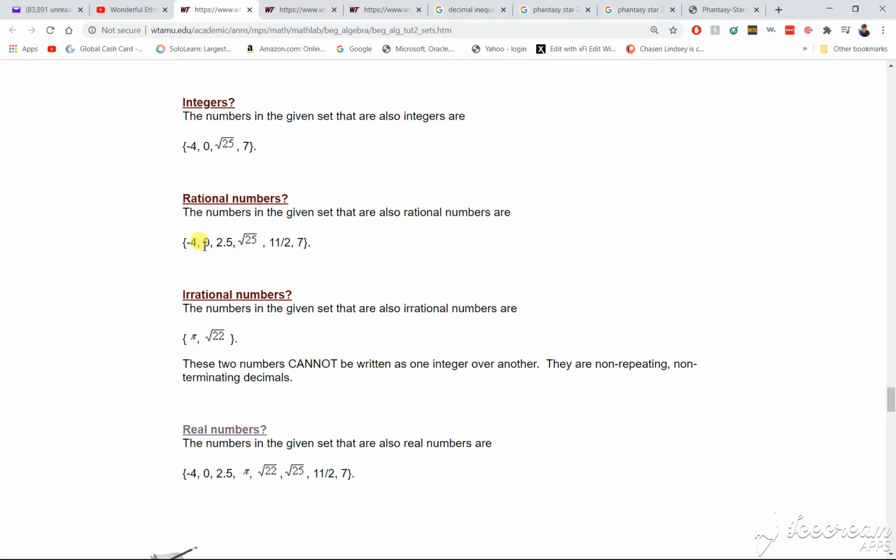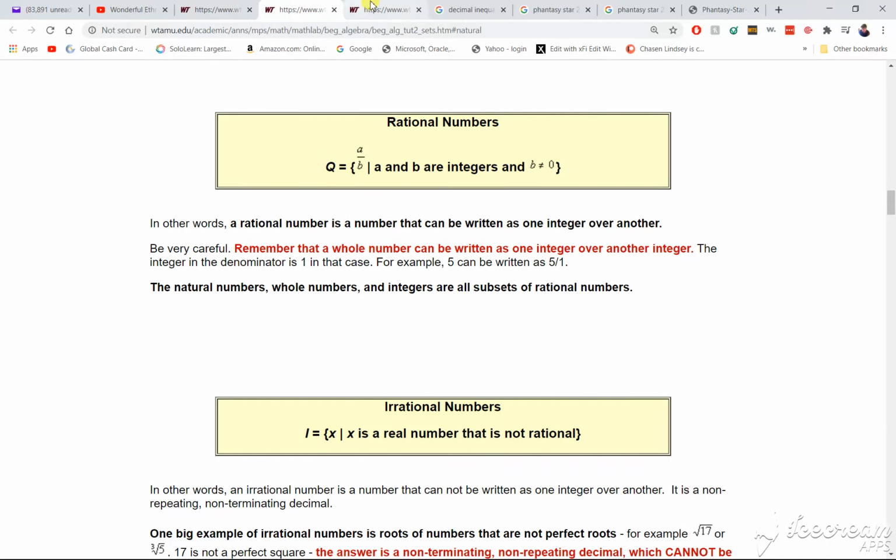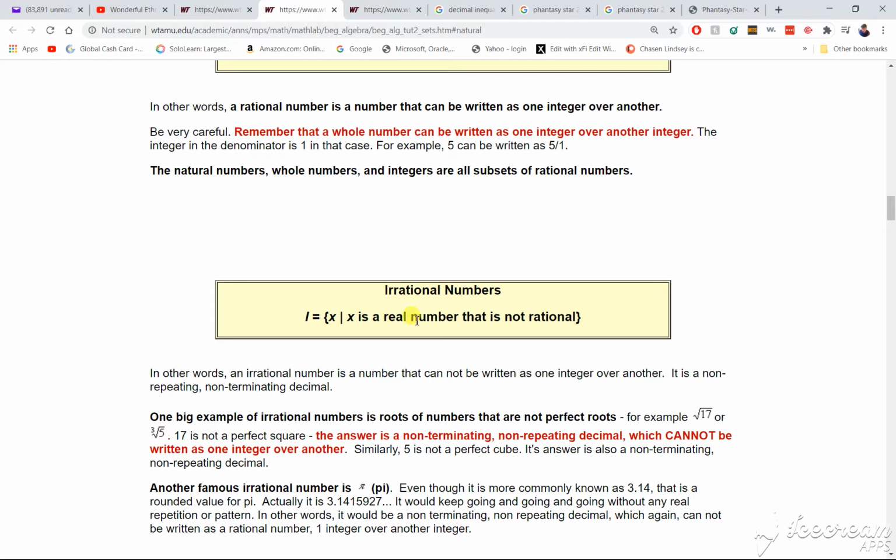Rational numbers: any number that can go over another number. -4, 0, 2.5, the square root of 25, 11 over 2, and 7. So if you can write it as a fraction, it's rational. And irrational numbers: x is not rational.